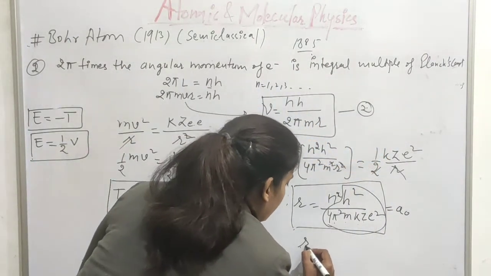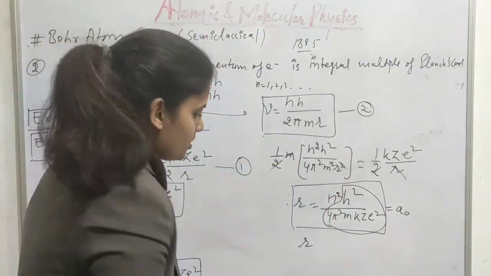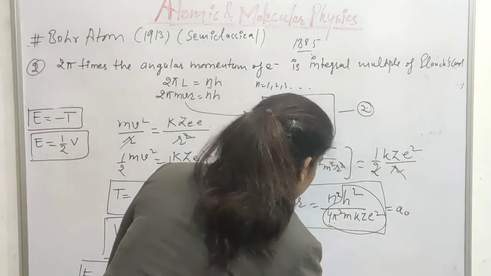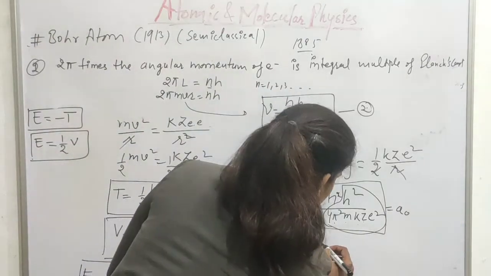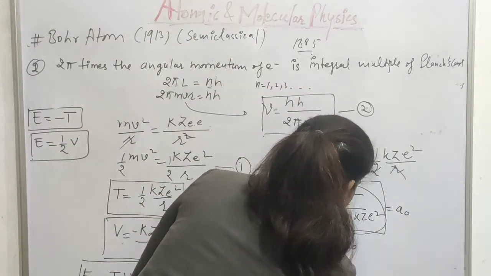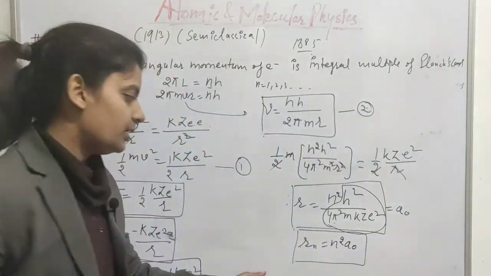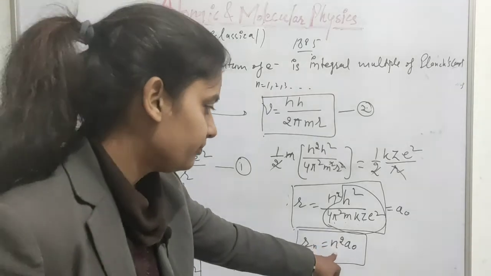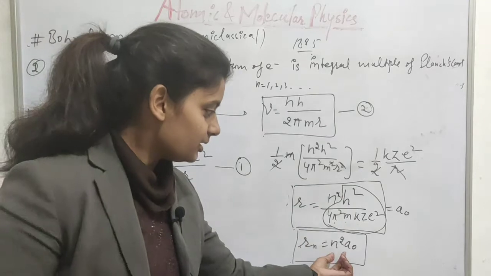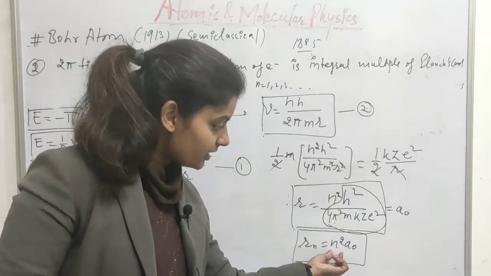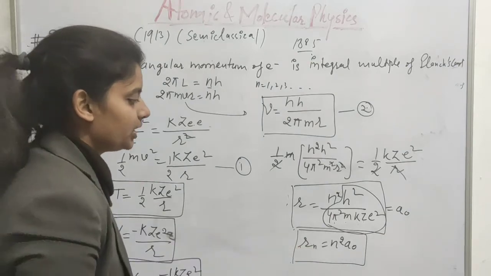So we can write R is proportional to n square. From n square, it would be more appropriate to write Rn. So Rn is equal to n square a naught. This was the relation between radius and n. As n increases, the radius also increases in this manner, as the square of n. So this was the relation between radius and n given by Bohr.